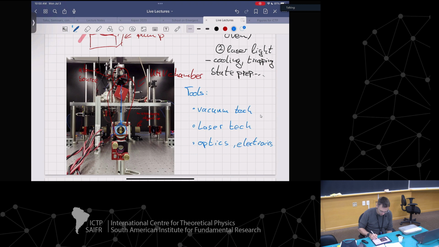And then later, to detect the atoms, you have cameras. And there's a lot of computer science or programming to actually run these setups. So all of these things have to come together to make this happen. But now let's look a little bit under the hood.